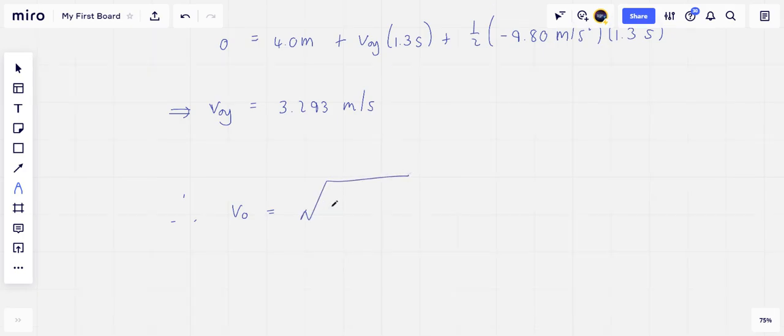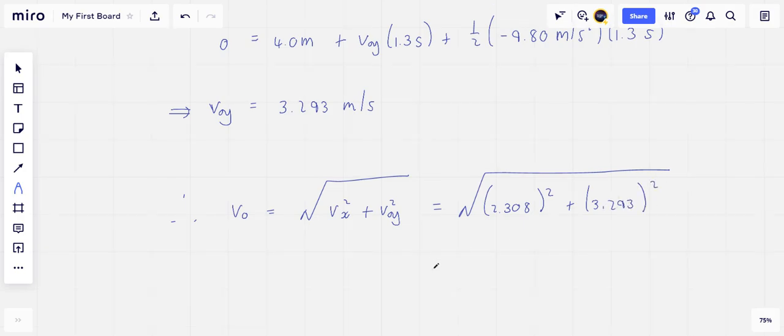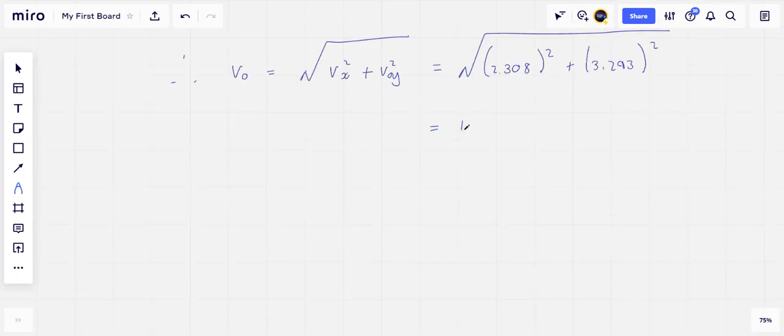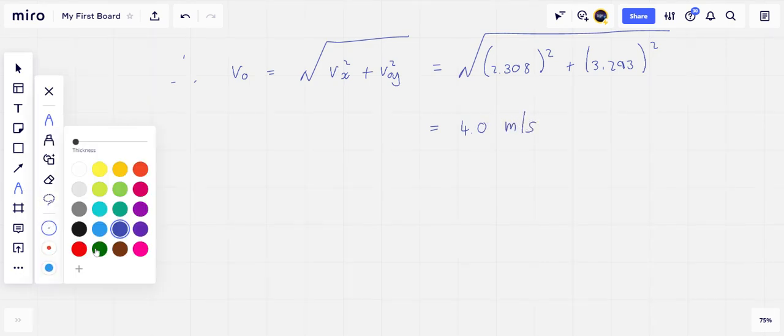So the magnitude and direction of her initial velocity are, firstly, v0 is equal to the square root of vx squared plus v0y squared, which is the square root of 2.308 meters per second squared plus 3.293 meters per second squared. So this gives us her initial velocity a magnitude of 4 meters per second.